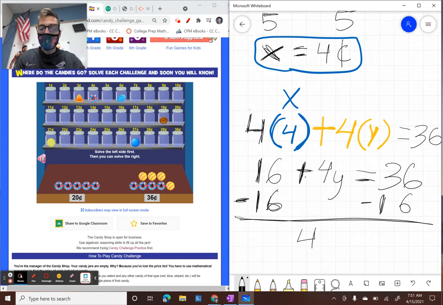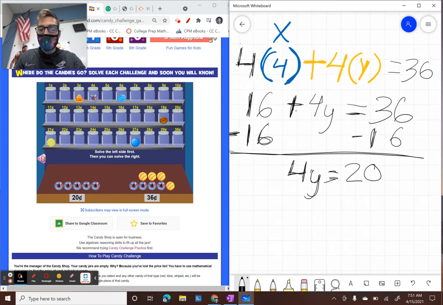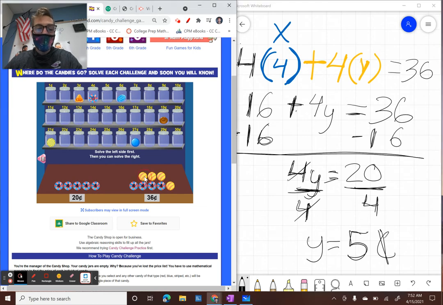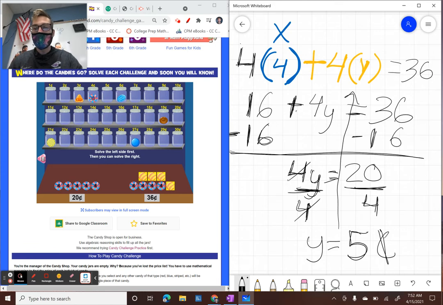And now we have 4Y equals 20. So how can we get Y by itself here? If we have 4 multiplied by Y equals 20, how do we get Y by itself? Well, we could divide by 4 to undo the multiplication. What you do to one side, you have to do to the other. So now we've got Y equals 20 divided by 4, 5 cents. Hey, look at that. Using algebra and setting up an equation, I know that the yellow candy here is 5 cents. And I could plug it right back into this equation here to make sure I'm right.